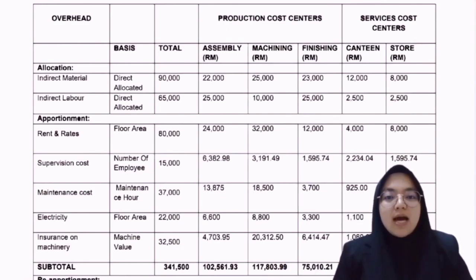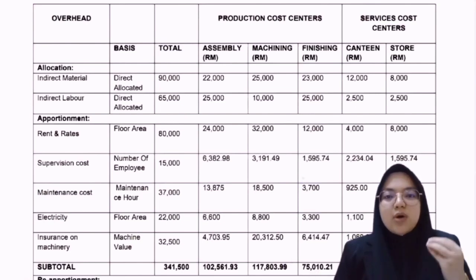Today, I will present about the group project and explain question 1A. The first one is cost allocation. The cost allocation is already provided by the questions and we only need to find apportionment and reapportionment only. So, we go through the apportionment.